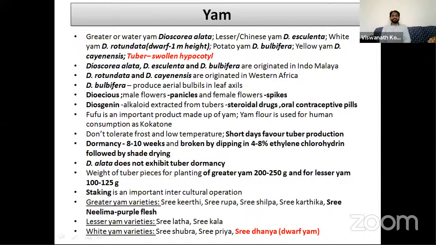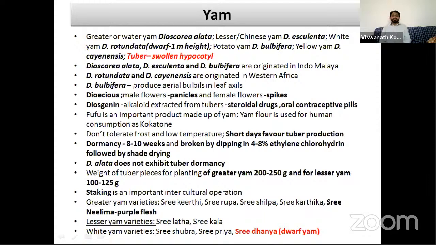And there is an important alkaloid diosgenin extracted from the tubers of some yam species. The diosgenin is used in the preparation of steroidal drugs and oral contraceptive pills. So yam is a purely tropical crop. It cannot tolerate frost and low temperature. The short days favor the tuber production. The yam tubers have dormancy up to 8 to 10 weeks.